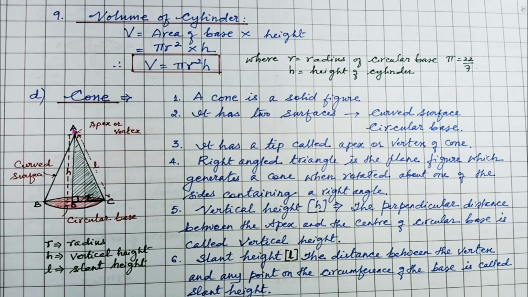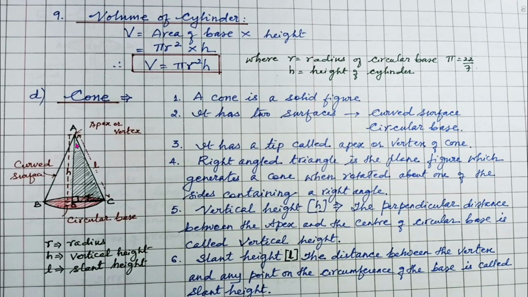A cone is generated when a right angled triangle, which is a plane figure, is rotated about one of its sides other than the hypotenuse. So remember that a right circular cone is generated when a right angled triangle is rotated about one of its sides other than the hypotenuse. Therefore, the plane figure which generates a circular cone is a right angled triangle.